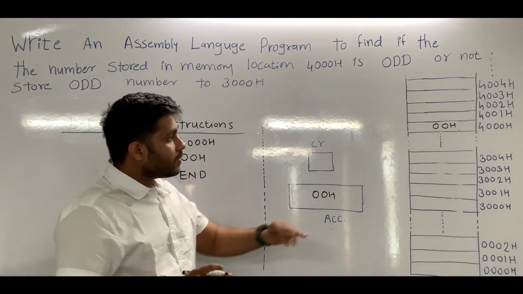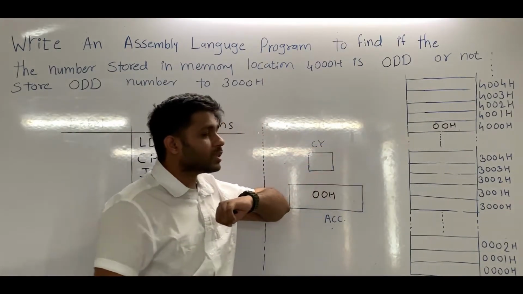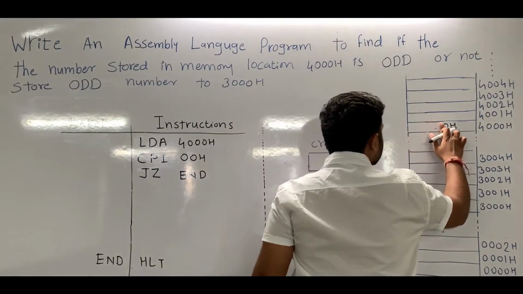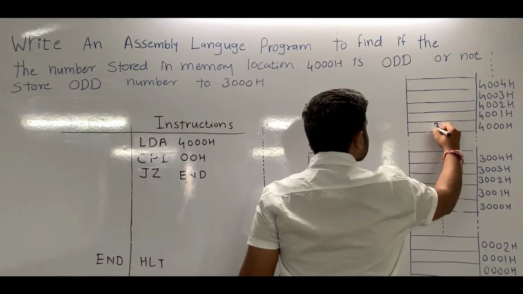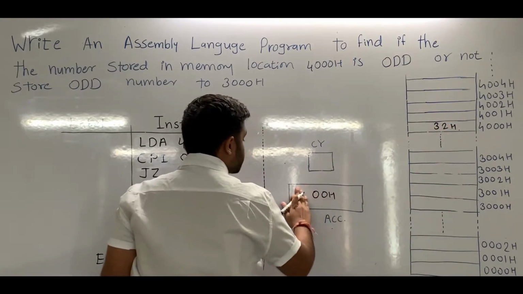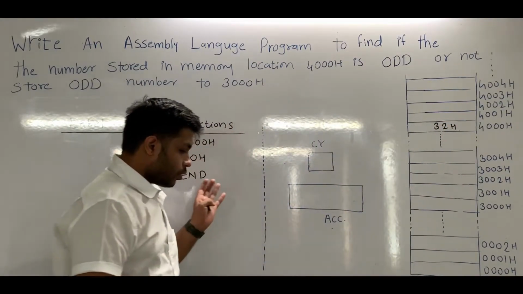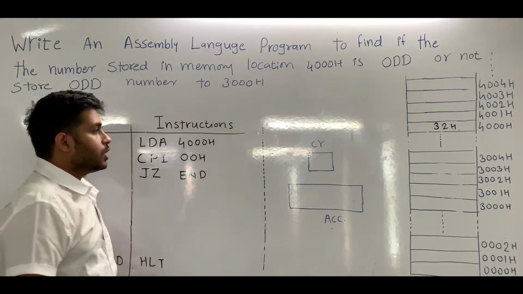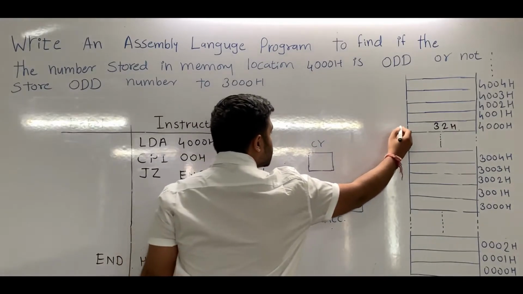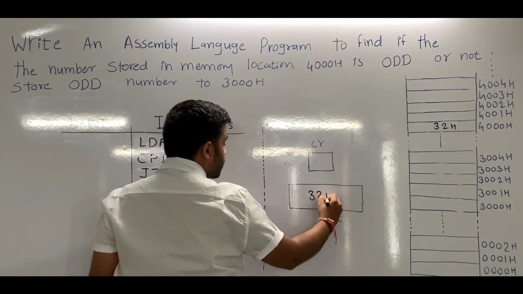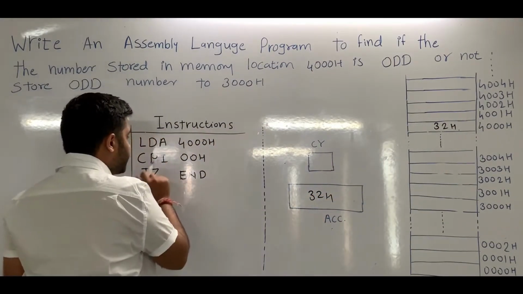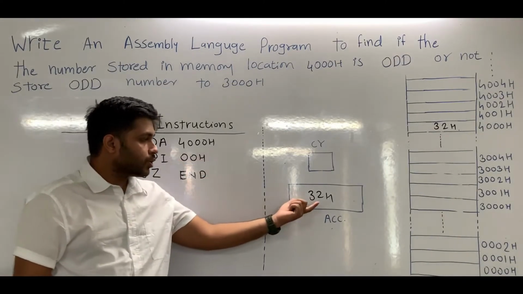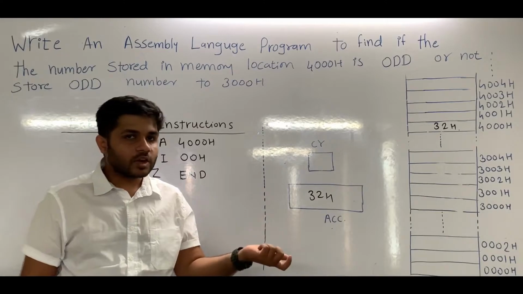Now, suppose the number stored in the 4000H is even. For example, the number stored in the 4000H is 32H. Let's see the whole program from the beginning. We will use the instruction LDA 4000H. So when we use the LDA 4000H, the data will be transferred to the accumulator. After that, we will compare this number. Now, if we compare 00H and 32H, obviously the zero flag will not be set.